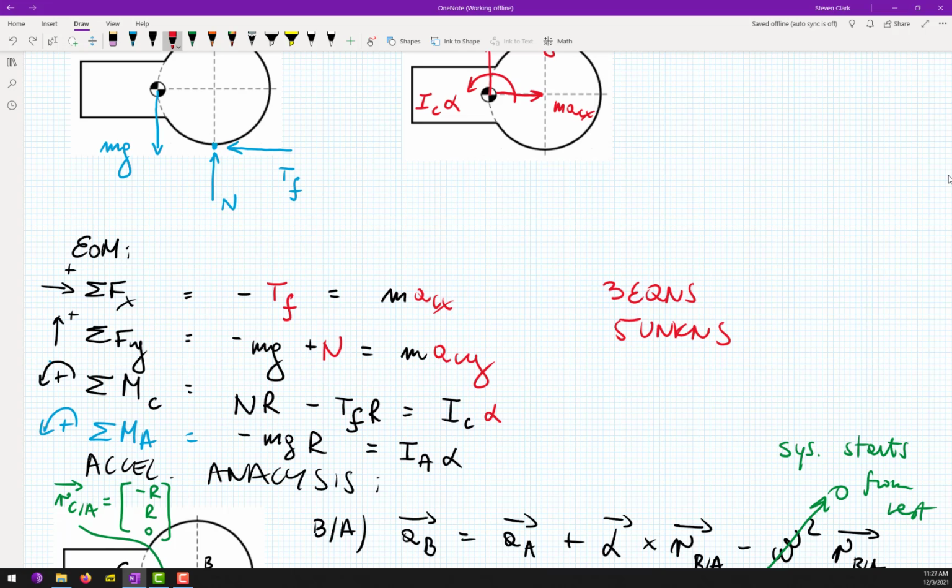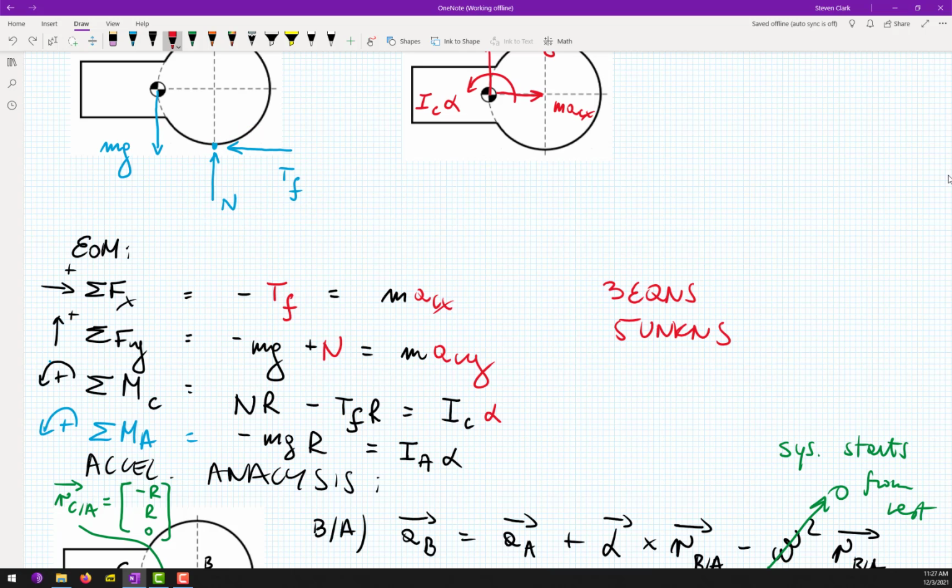Okay. So that's all I wanted to say. Yeah, that makes sense, because if we sum moments about this point A, then we just get rid of all of these unknown reaction forces. So keep that in mind.